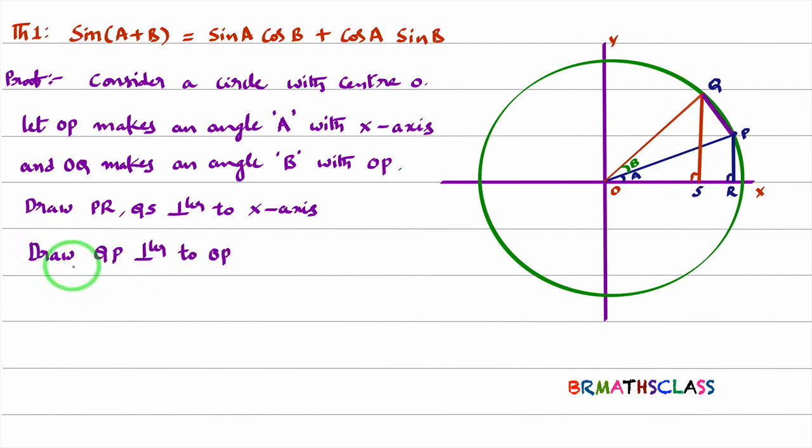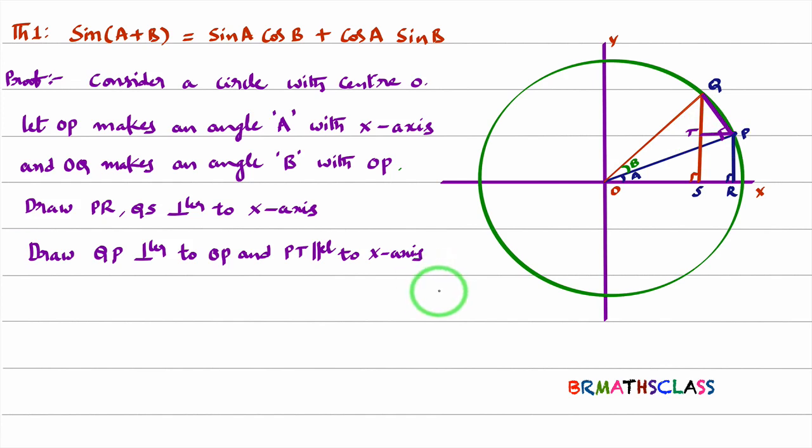This is important. Draw QP, which is perpendicular to OP. Here the triangle OPQ is a right angle triangle. And draw PT, which is parallel to the x-axis. You observe here, I drew this PT, which is parallel to the x-axis. I hope you are understanding.